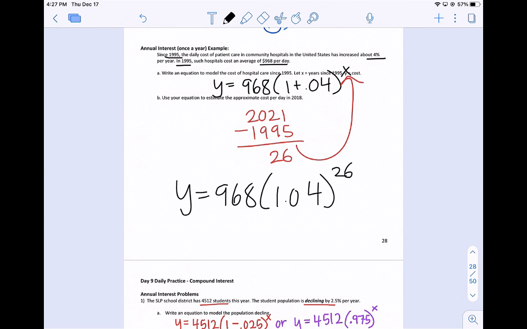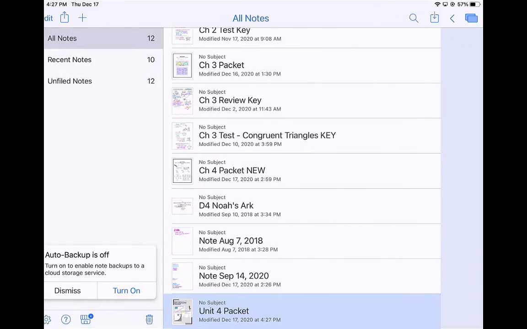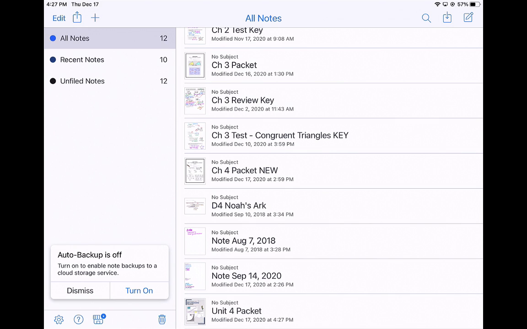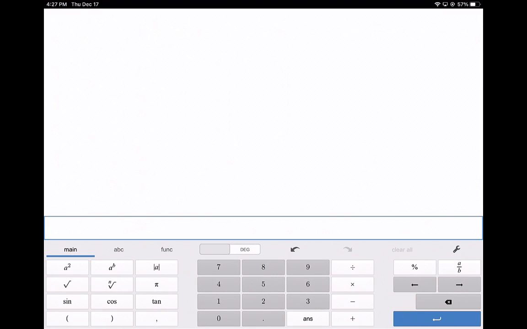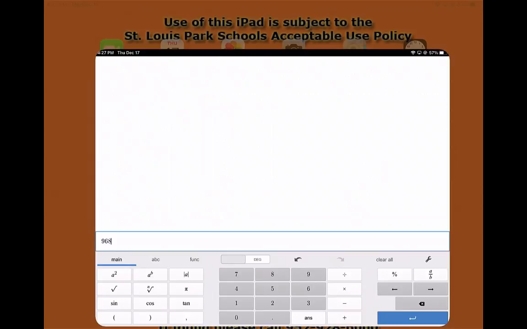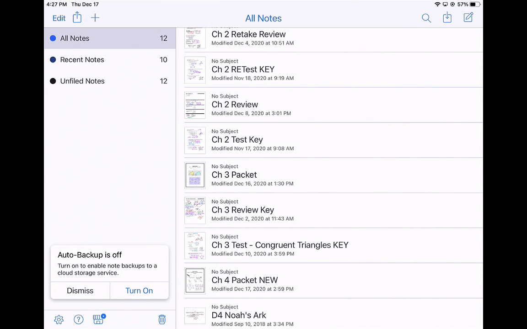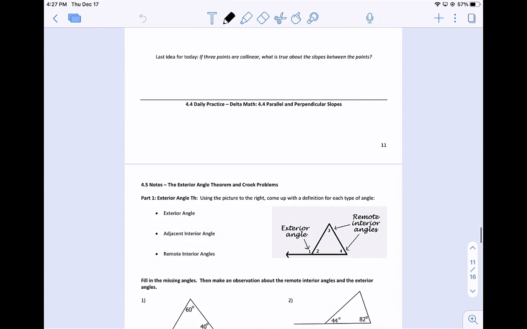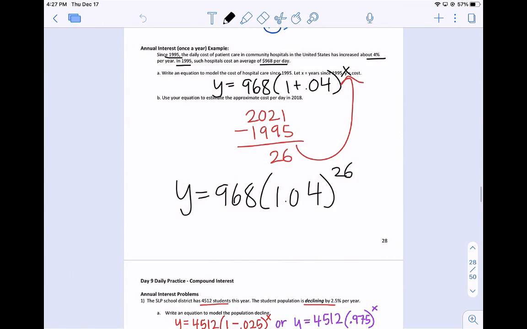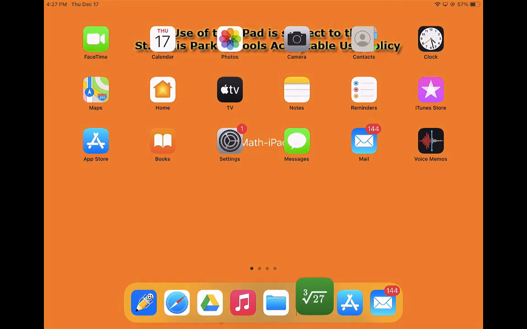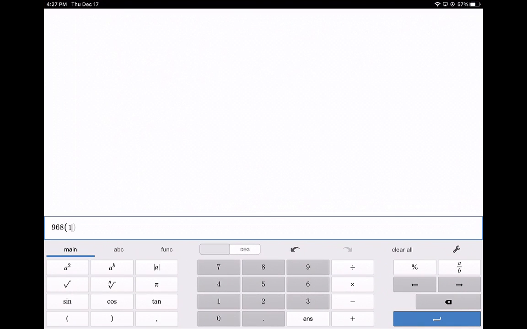How much now would it be to stay in the hospital per day? Let's go to our calculator. Okay, so let's clear this. And it was 968. Was it 968? Now I've already forgotten. Okay, 968 times 1.04 to the power of 26.